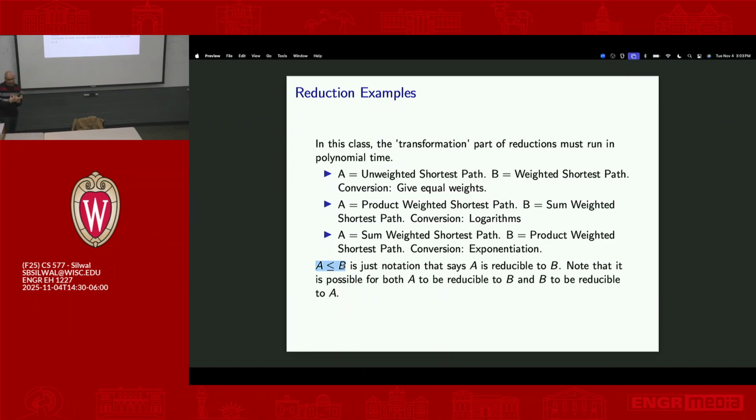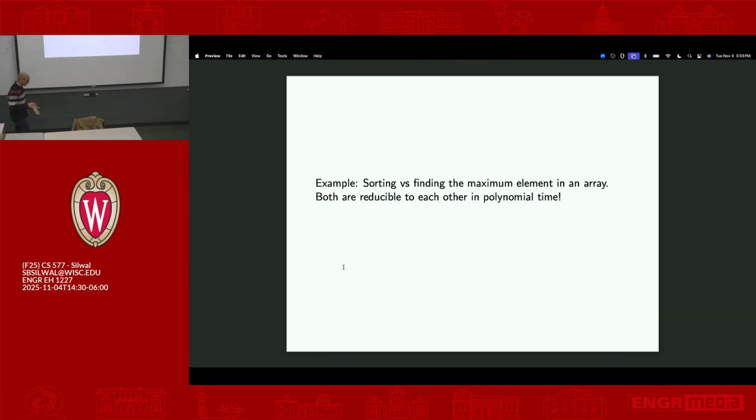Okay? Note that it's also possible for A to be reducible to B, and for B to be reducible to A, okay? So we'll see a quick example. Let's consider two problems. These are not decision problems, but just to give an example. Let's say the problem is, I give you n numbers, sort the numbers. That's problem A. Let's say problem B is find the maximum value in this array. Okay, that's problem B.